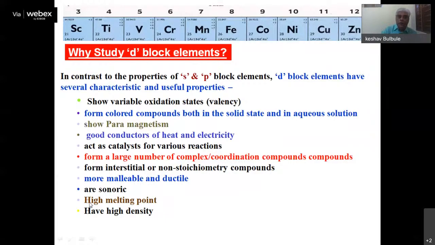They exhibit high melting point and high density. This set of properties are never seen in case of S block elements and even in P block elements. And because these offer such wonderful properties, they have got tremendous applications in different industries. Therefore, we are going to study especially these D block elements.